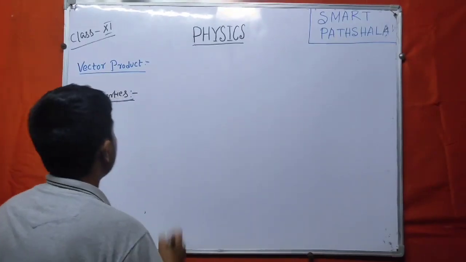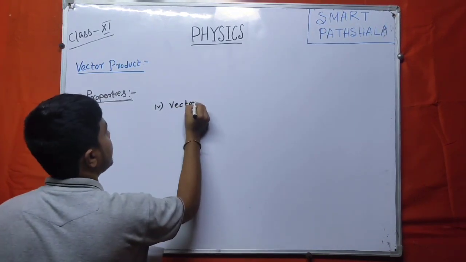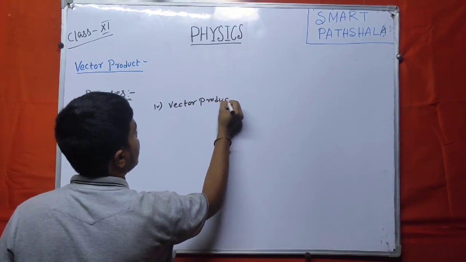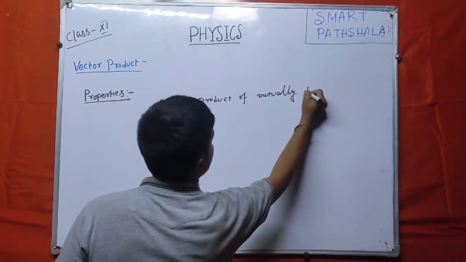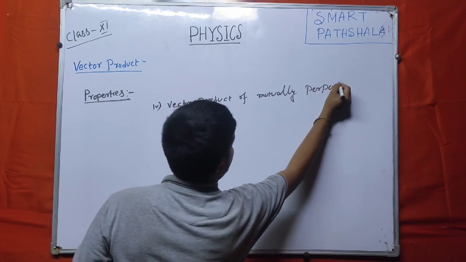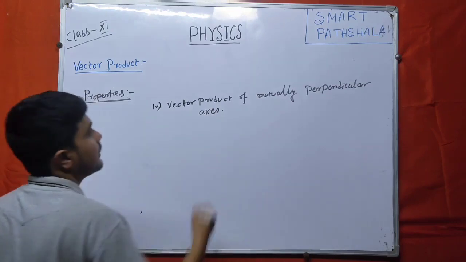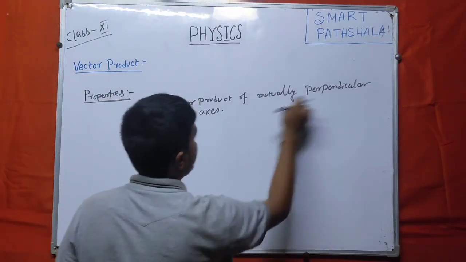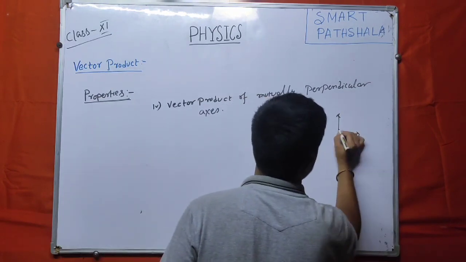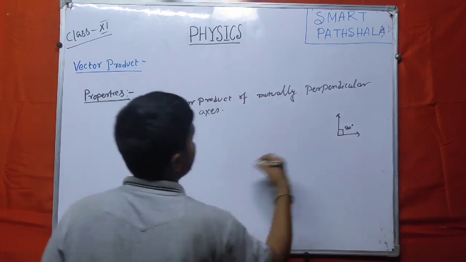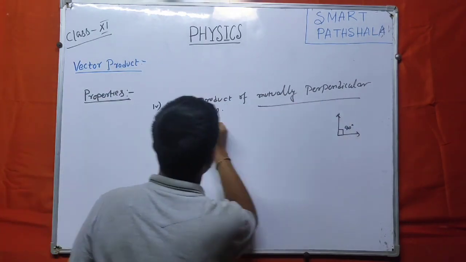Now our fourth property. That is the vector product of mutually perpendicular axis. We have already discussed mutually perpendicular vectors. When the angle between two given vectors is 90 degrees, then they are called mutually perpendicular vectors. Now here we are given mutually perpendicular axis.